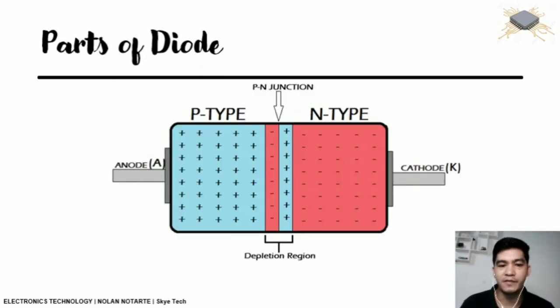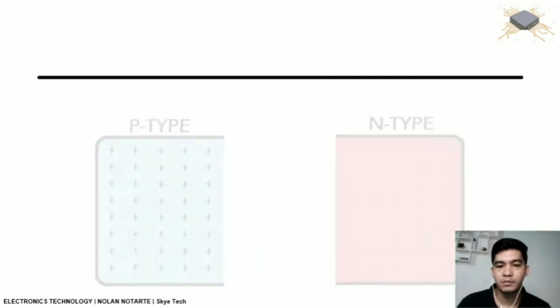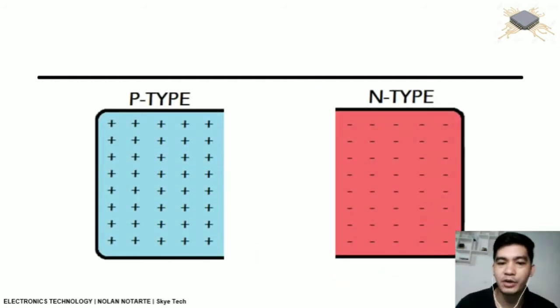Okay, so this time we have the parts of diode from the inside. Okay, so inside the diode we have P-type and N-type semiconductor. We have the PN junction and we have the depletion region. Okay, when we say P-type, that is positive type semiconductor. When we see N-type, that's negative type semiconductor. So last time, we discussed about semiconductors and how to create P-type and N-type semiconductor. Okay, a diode is composed of two different layers, which is P-type and N-type semiconductor.